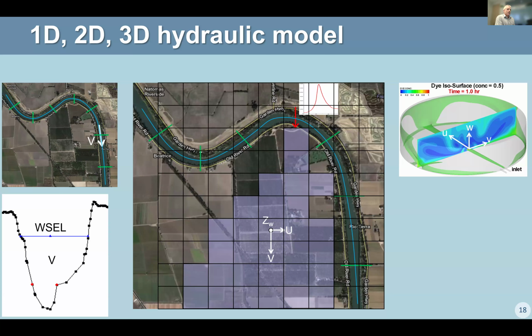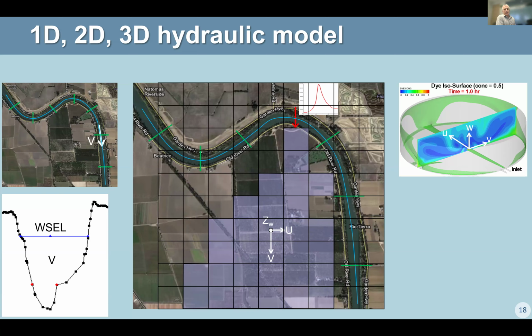So instead of a cross-section, you have a mesh, and the terrain, you need good terrain for that, but the terrain gets projected onto the mesh. And then the model computes the two velocity components and the depth or water surface at each one of these mesh cells. There's also three-dimensional modeling called CFD modeling. We don't use that for inundation mapping.